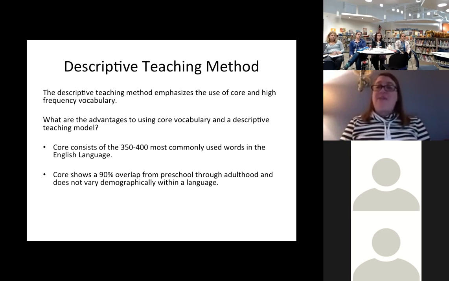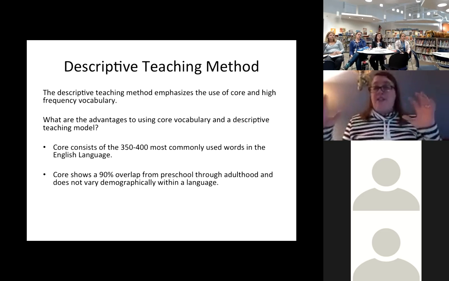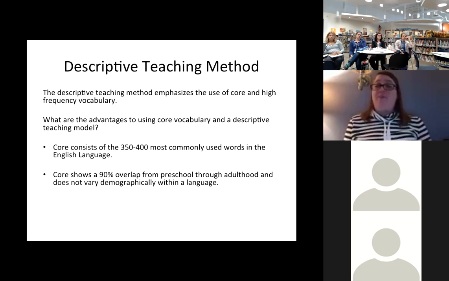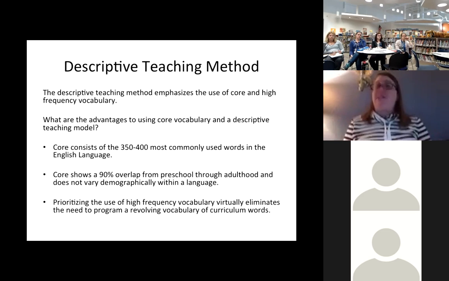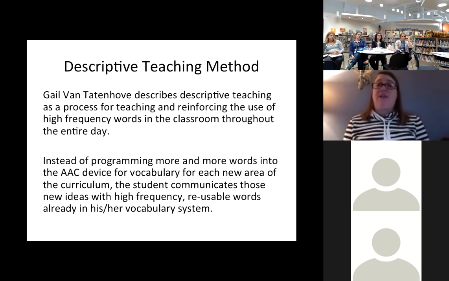There's a 90% overlap statistically from preschool through adulthood. That means the words our kiddos learn to use as young children are the same vocabulary words they're going to need through adulthood. So we can equip them early to be successful communicators and build language. And it sounds like you have already conquered this challenge here, but prioritizing the use of high frequency vocabulary eliminates the need to program those curriculum words in.